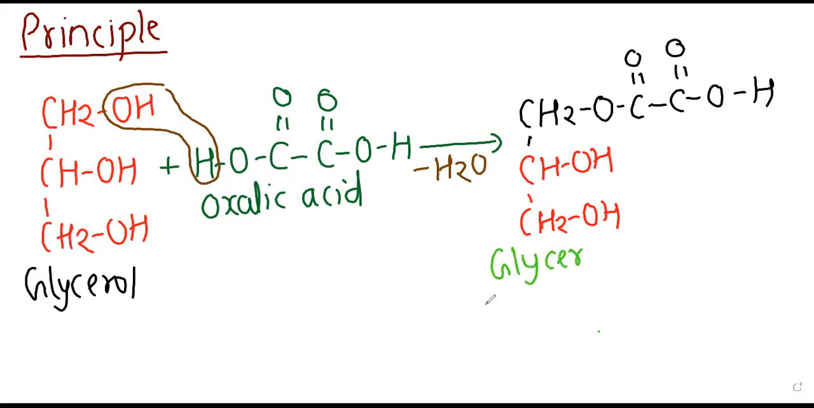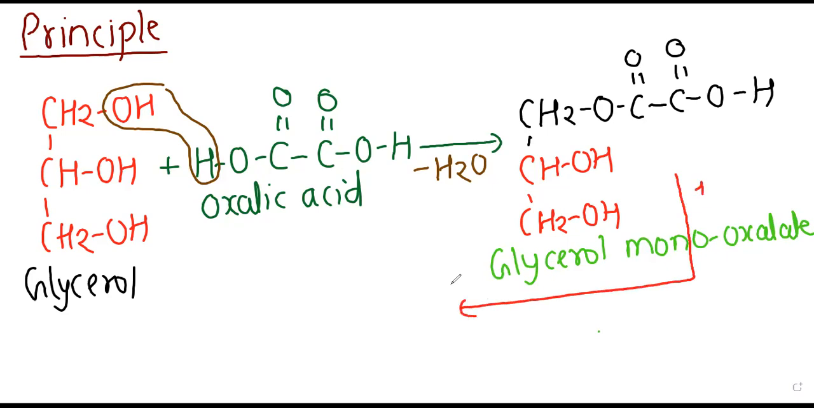Its name is glycerol monooxalate. Okay. Now what we have to do is heat this glycerol monooxalate at 110 degrees Celsius. While heating at 110 degrees Celsius, carbon dioxide molecule will eliminate from this compound. Here CO2 is eliminated. This is the decarboxylation. Let us see what part remains after CO2 is eliminated.